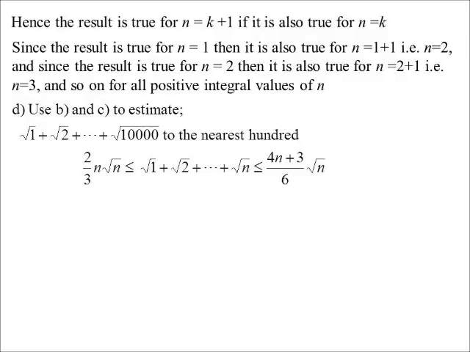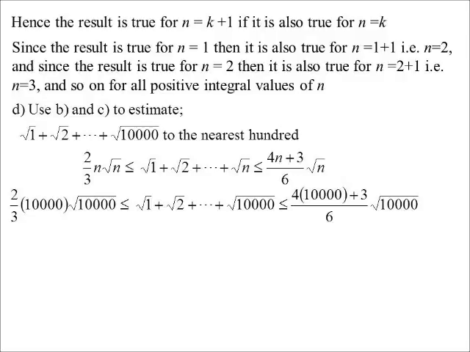Okay. We have now trapped our series in between. Remember we showed it was less than 4n plus 3 on 6 root n. We did that with our rectangles. And we also proved it was greater than 2/3 n root n. No, that was the one we did with rectangles. The other one we did with our induction. I'm going to let n equal 10,000. And look, in the middle we get what we're looking for.